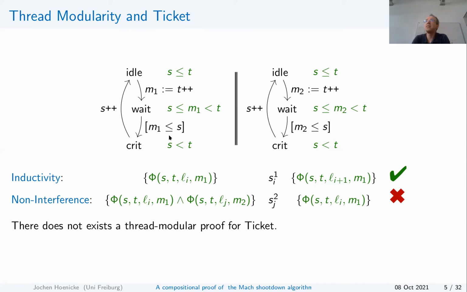And in fact, there is no thread modular proof for ticket without auxiliary variables. With auxiliary variables, it may work, but here it's even difficult with auxiliary variables. I think you need to argue about the set of tickets that are currently distributed around the threads. So you need some set reasoning, and we don't want to use these complicated proofs. So what else can we do?